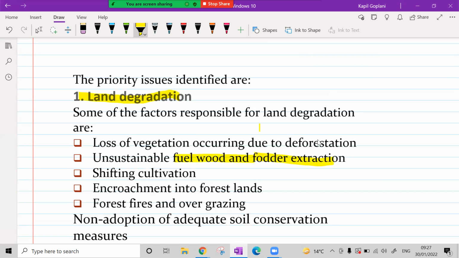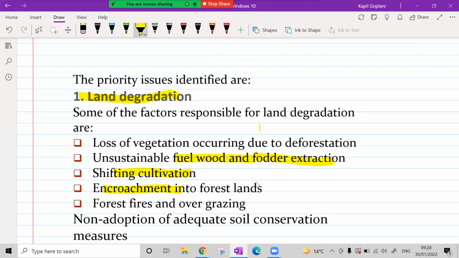What happens? They do not use LPG or other forms, so they extract wood and fodder. Fodder is what, beta? Fodder is what they use to feed their cattle. They extract mostly from the forest, and ultimately this is depleting the land and causing degradation. Then shifting cultivation: many times as we shift towards cultivation, we use chemical fertilizers and chemical pesticides, so it is impacting the land and the soil quality. Next is encroachment into forest land. Now, what is encroachment into forest land?